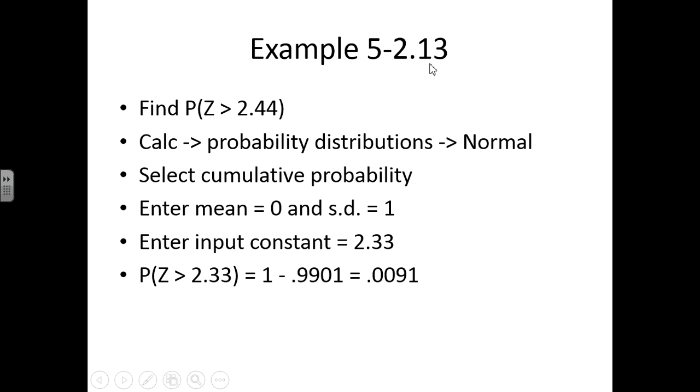Now we're looking at number 13 in the problem set, which says find the probability that z is greater than 2.44. Then we go to Calc, probability distributions, normal. Select cumulative probability. Make sure your mean is 0, your standard deviation is 1, your input constant is, oh, I'm very sorry, I entered in 2.33, so up here, let's enter in 2.33. Minitab tells you 0.9901. But remember, since it's a greater than problem, it's 1 minus 0.9901, which is 0.0099.